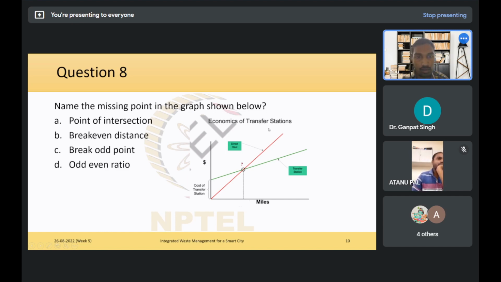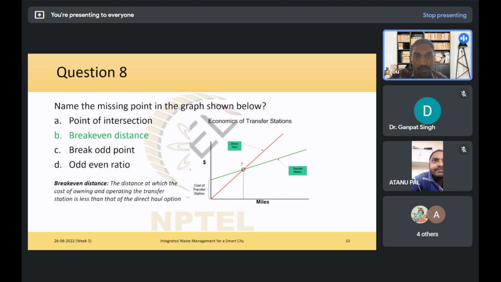So we are looking at the cost of the direct haul option per mile of transferring the collected waste, and we are comparing that against the cost when we have a transfer station, and they are crossing at a particular point. What is the name of that particular point? Break-even distance. Okay, break even distance. Yeah. So any other answers? Break-even distance. Yeah, okay. So break even distance is the correct answer.